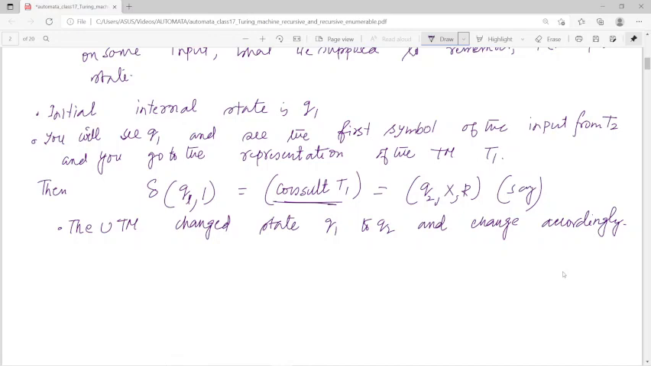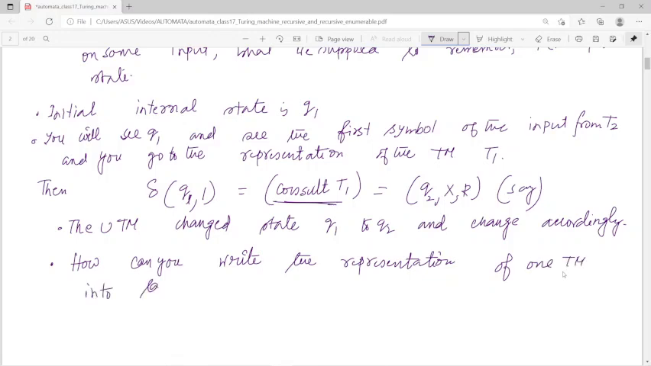So now the question is: how can you write the representation of one Turing machine into tape T1? How do we store the representation?